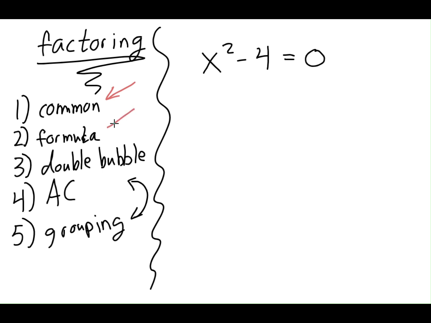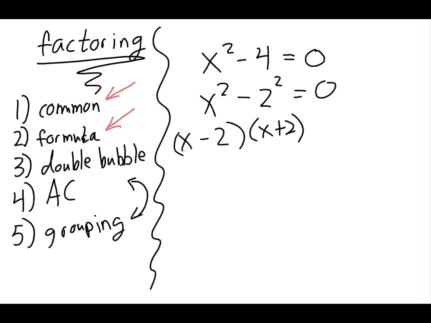So we go on to the next one, which is a formula. Well, now we do have a formula because this is the difference of two squareds. We have something squared, x, minus something else squared, which is 2. So we can factor that. So that factors into x minus 2 times x plus 2.